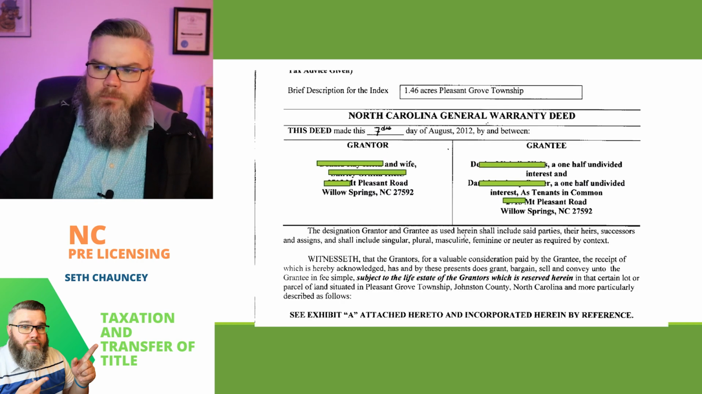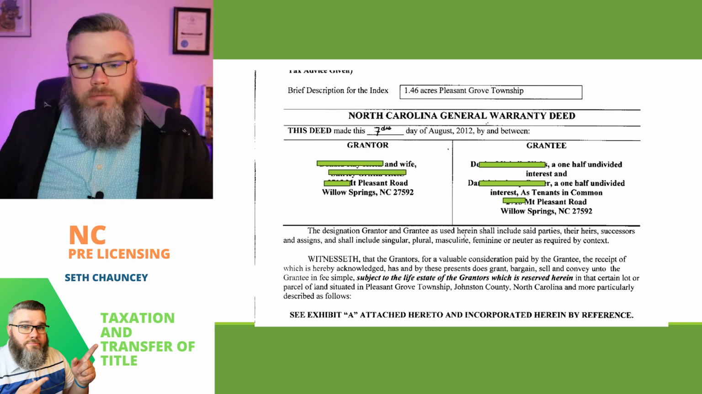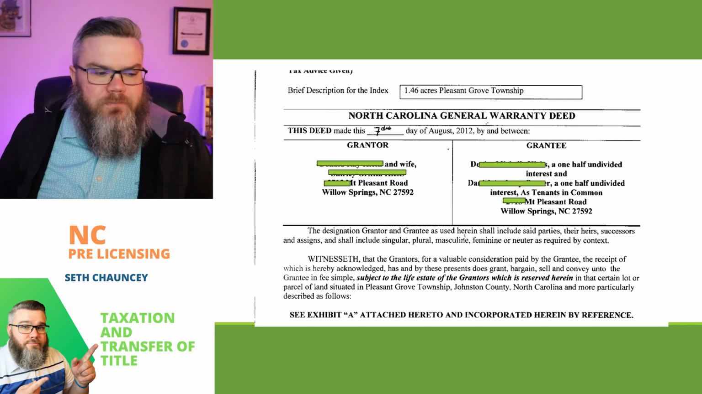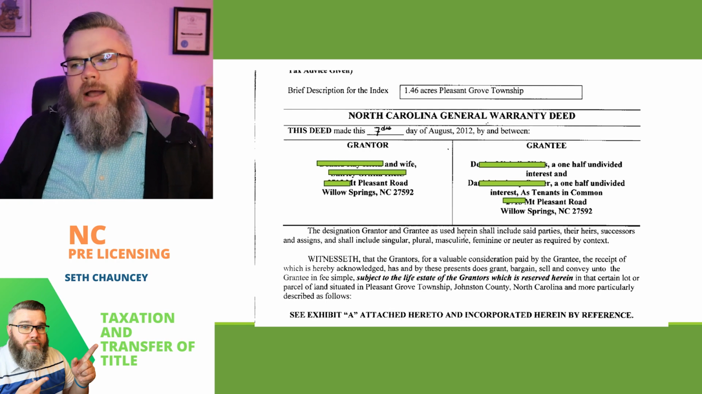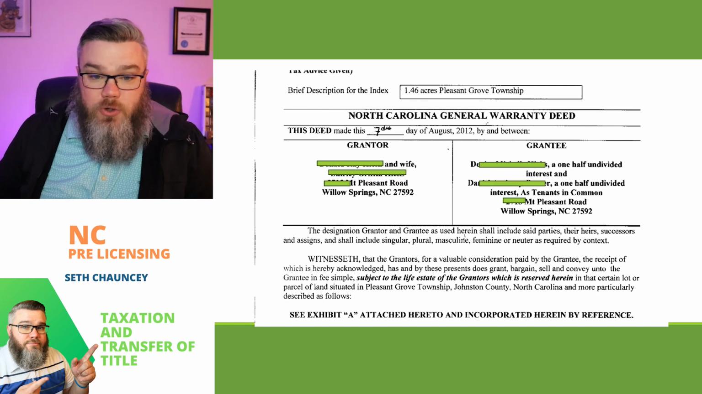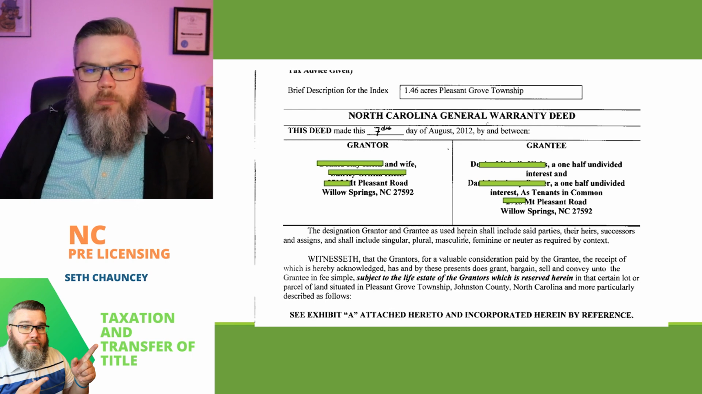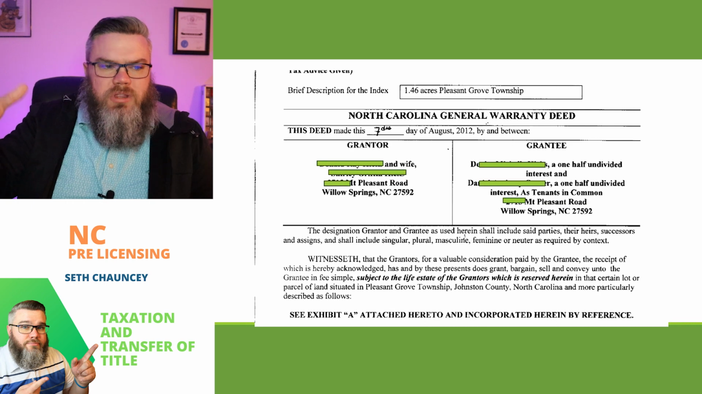So here's a deed. Okay, this is a North Carolina general warranty deed. This is probably about 2 miles away from my house in Willow Spring, North Carolina. And I've been telling you that these deeds contain the grantor, which is the giver, and the grantee, which is the receiver. But let me start with what the current lesson is.